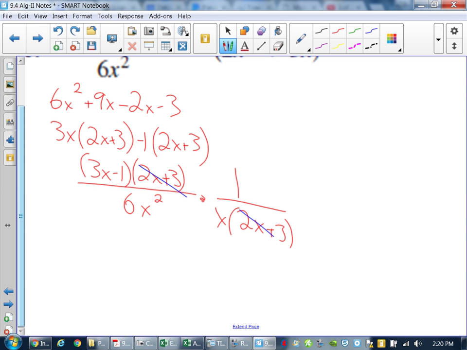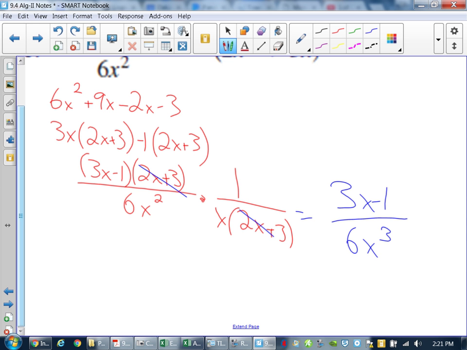Now, this is the example of where I would multiply something together. See how my denominator is 6x squared times x? Then you just don't have to. Yeah, what do you get then? Yeah, you get 6x cubed. So you get 3x minus 1 over 6x cubed.